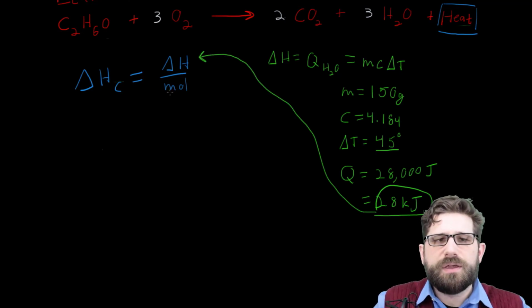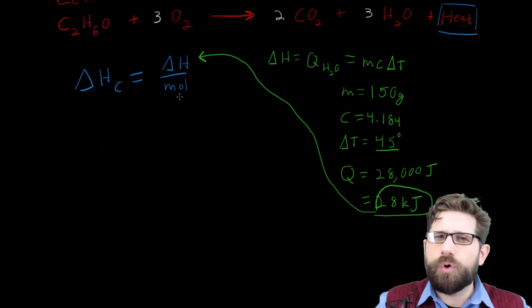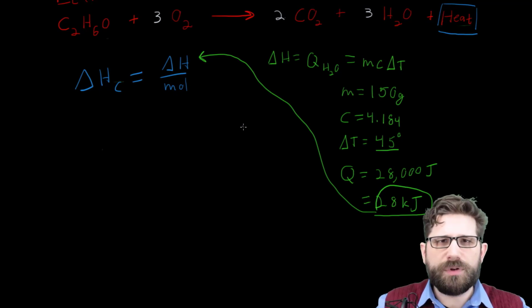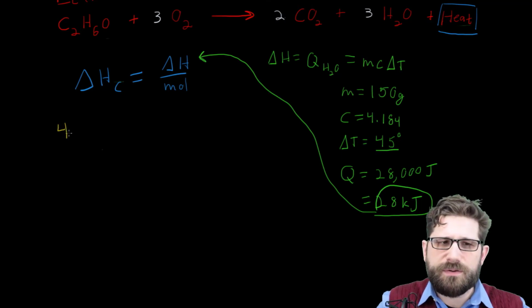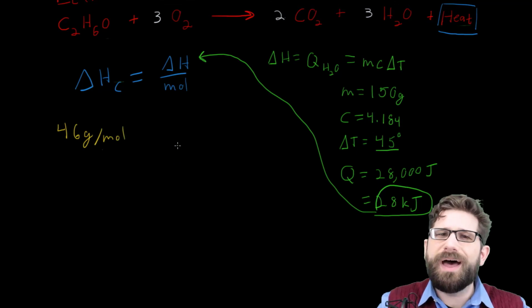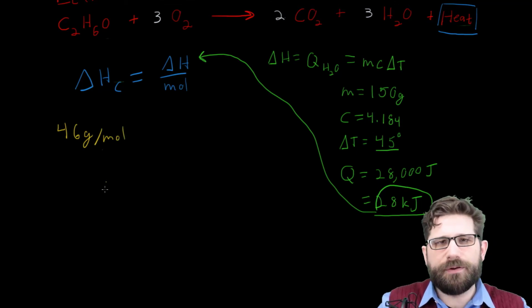Simple enough. Next, I need the moles of ethanol that were consumed. How much ethanol did I burn in this reaction? That's why we measured the alcohol burner before and after the reaction. In this case, I'm going to need the molar mass of ethanol, which is pretty simple to calculate. That'll just be 46 grams per mole. And then I need to know the mass of the ethanol that I burned.